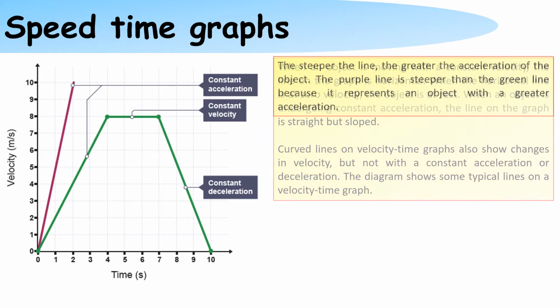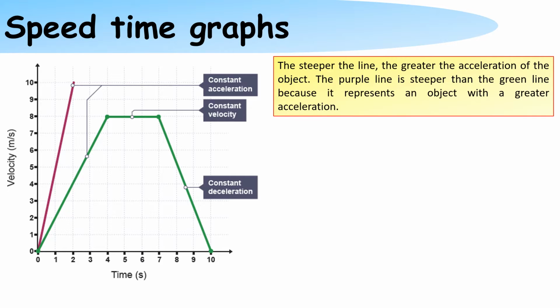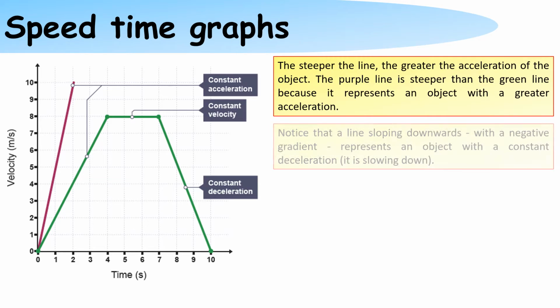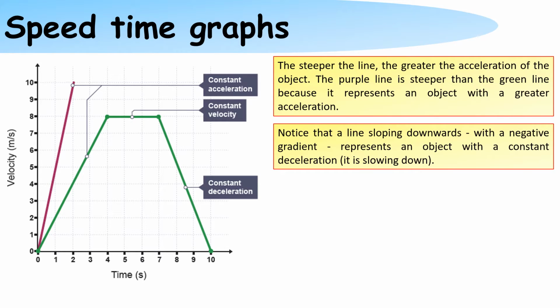The steeper the line, the greater the acceleration of the object. The purple line on this graph is steeper than the green line because the object represented by the purple line is accelerating with a greater acceleration. Notice that the line sloping downwards with a negative gradient represents an object with a constant deceleration, so it is slowing down.